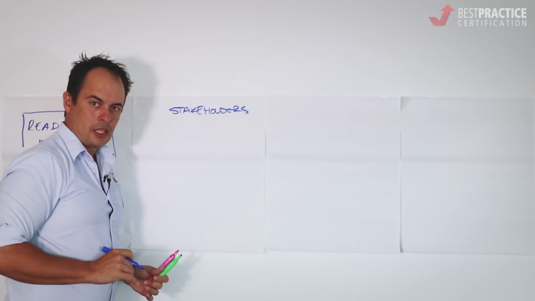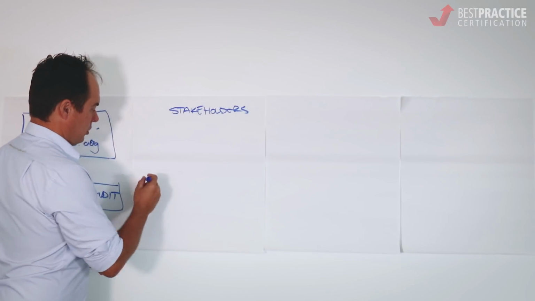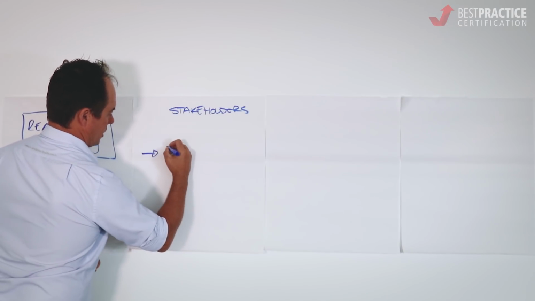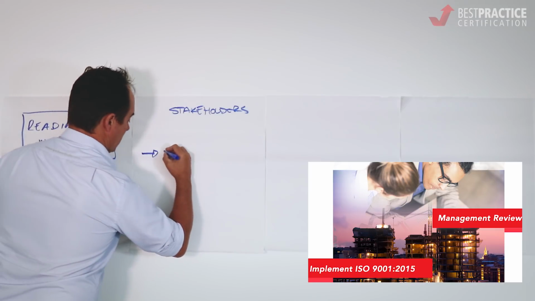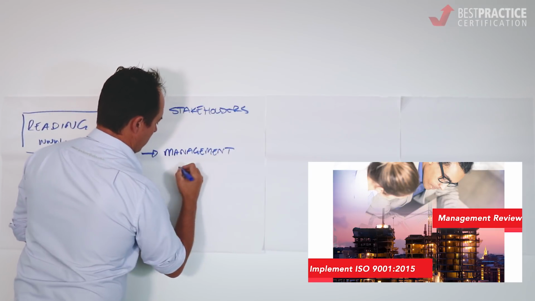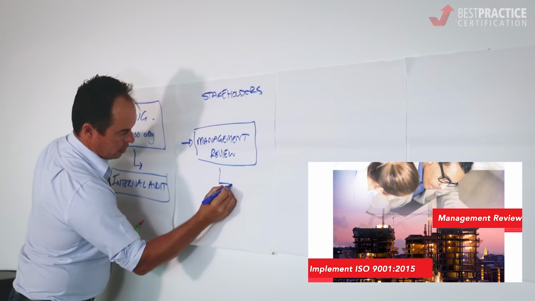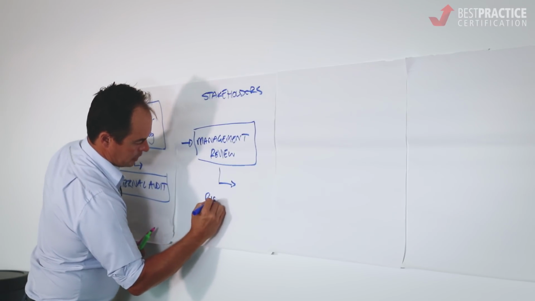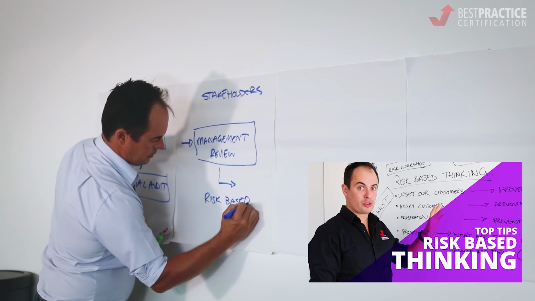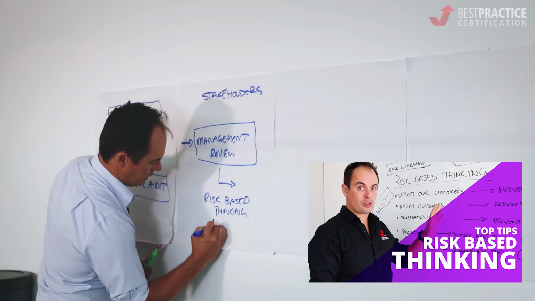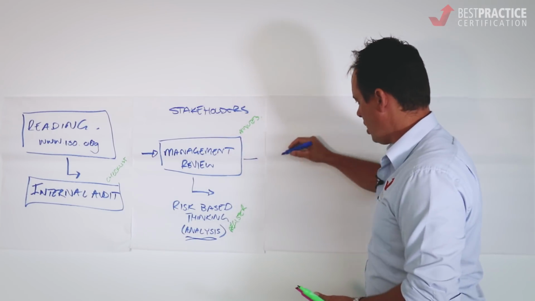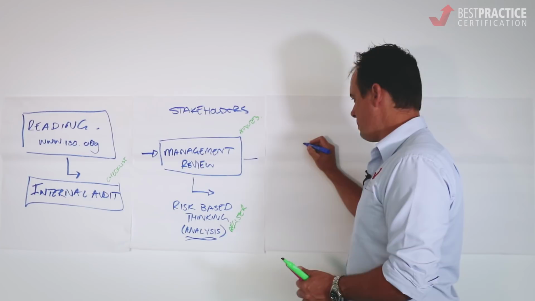In the context of thinking about your stakeholders, I want you to think about the opportunity to conduct your very first management review. Now, out of that, we can start to think about risk-based thinking, and we can do some analysis. So moving right along over here, we can start to talk about our business plan.